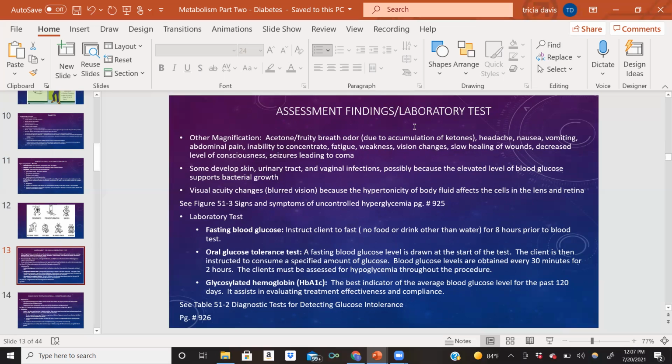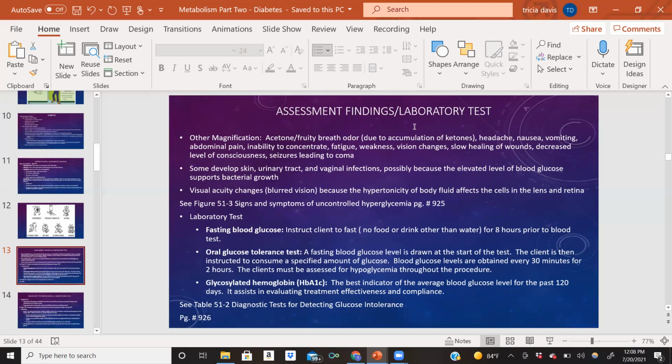Some patients also are at risk for developing those skin infections that I talked about a couple of slides back. So skin infections, urinary tract infections, and for women, those vaginal infections, because elevated levels of blood glucose support bacterial growth. So it's very common to see these infections. That blurred vision that we talked about, we see because of the hypertonicity of the blood fluid. It's going to affect the cells in our lenses and our retina.